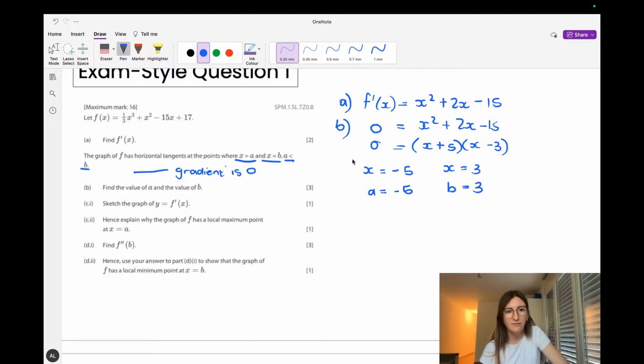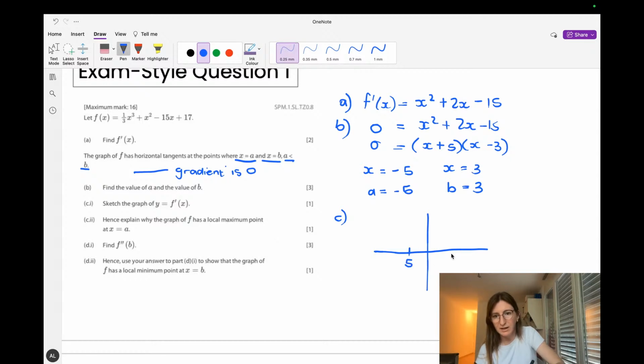Sketch the graph of f dash of x. That's a quadratic. So if I want to sketch that, when they say sketch, it just means roughly. If they say graph, it means you have to do it properly, but sketch is a rough thing. Okay, so we have intercepts at minus 5 and at 3. We have a y-intercept at minus 15, so that could be down here.